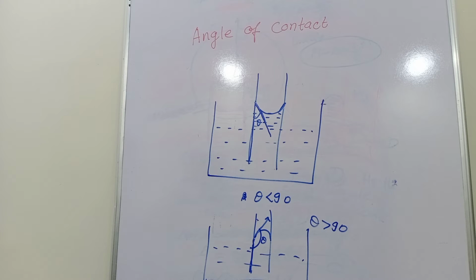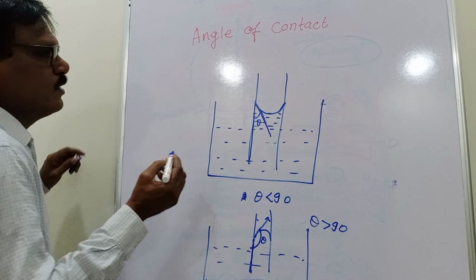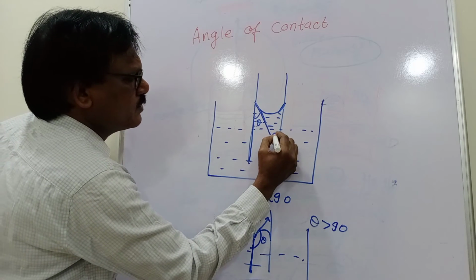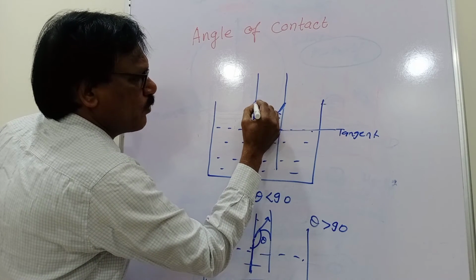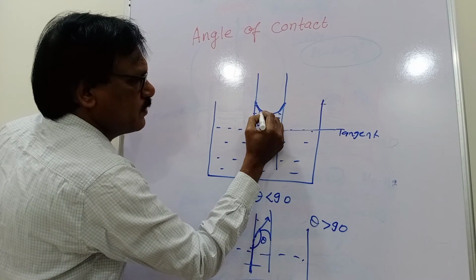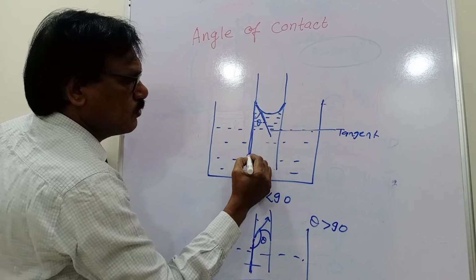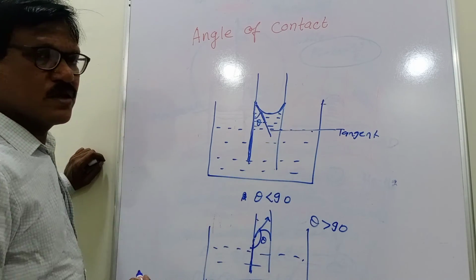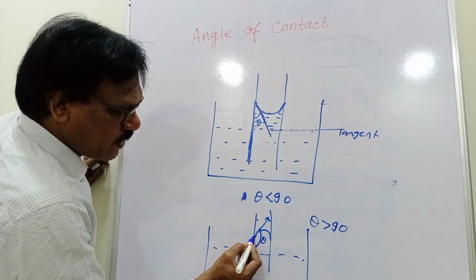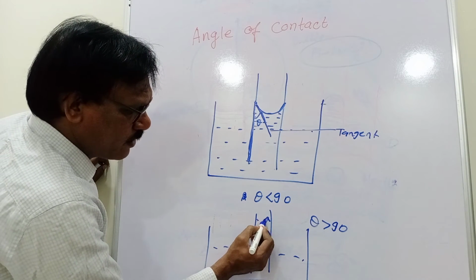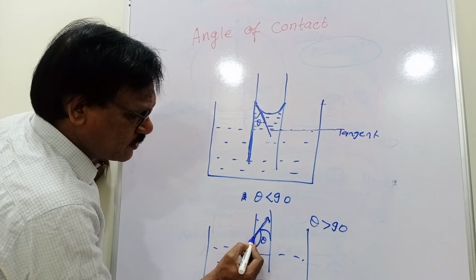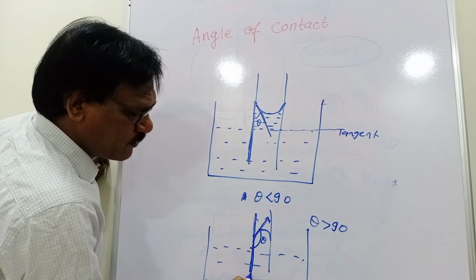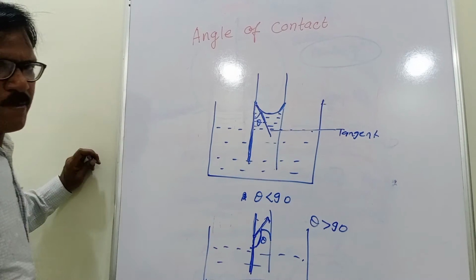Angle of contact is the angle made by a tangent at the point of contact. Listen carefully. What is angle of contact? Angle of contact is the angle made by a tangent at the point of contact of the solid and liquid surface, with the solid dipped in the liquid. Here also, the angle of contact is the angle between a tangent at the point of contact of the liquid surface and the rod dipped in the liquid. So this angle is the angle of contact.